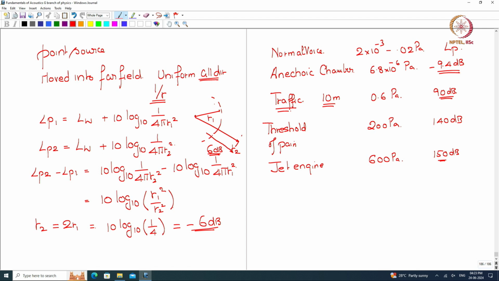And let us say a busy shop floor, a lot of machines running, milling, drilling, all the machines running simultaneously. You could have about 80 to 90 decibels. So that is about 0.6 pascals. These are just rough values of pressure.